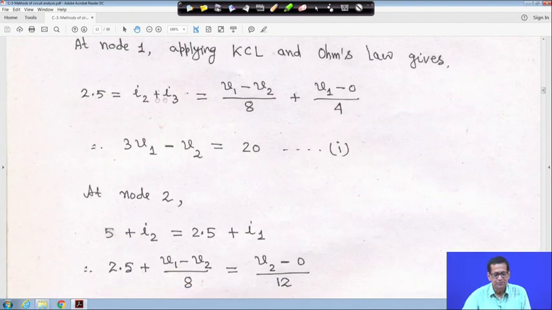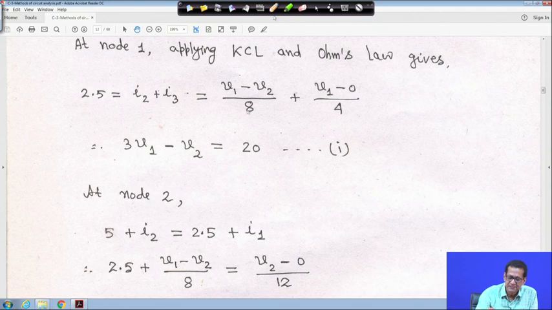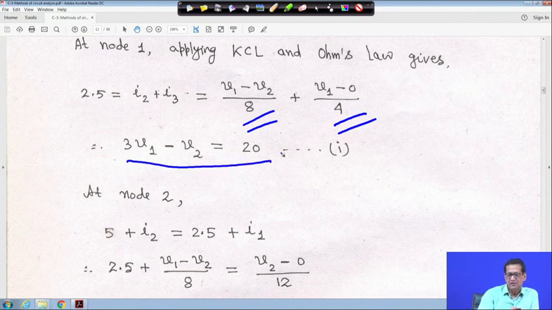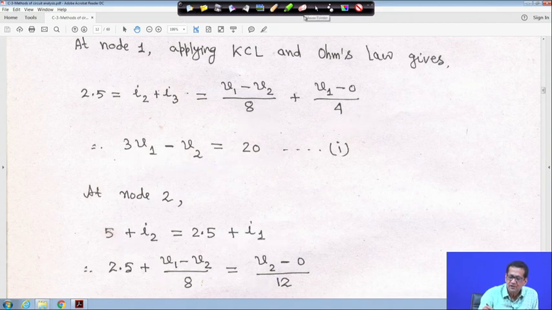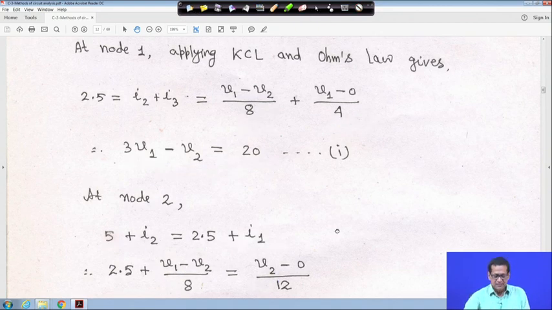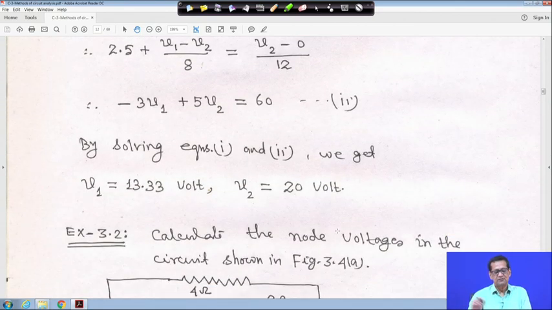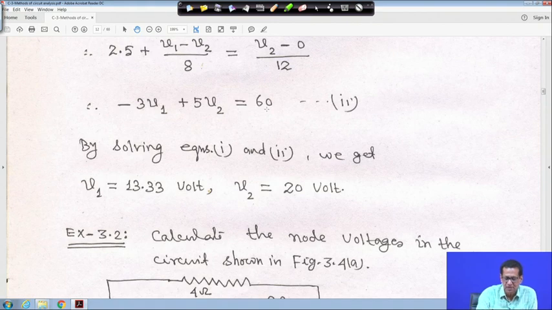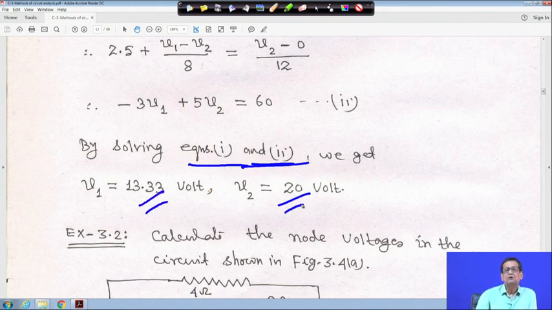So, we have written I2 plus I3 here. This is I2 and this is I3, whatever we have explained. After simplification we will get this equation: 3V1 minus V2 is equal to 20. Similarly, the other equation we wrote at the time of explanation: I2 is V1 minus V2 upon 8, and I1 is V2 by 12. Let me clean it. Then upon simplification, we got minus 3V1 plus 5V2 is equal to 60. Now, you solve equation 1 and equation 2, and you will get V1 equal to 13.33 volt and V2 equal to 20 volt, right.